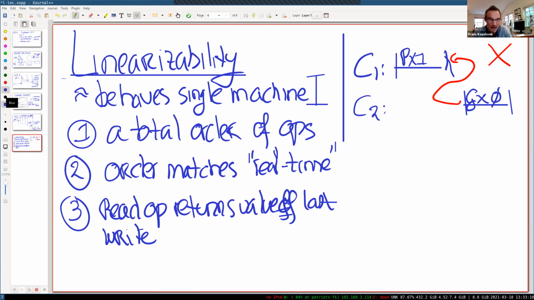And of course, this totally matches our intuition, right? Because this is in a single machine, this could not have happened. You wrote a value to the single machine, and then you read it back, and it's certainly another value. It's actually a previous value. So this is not allowed.